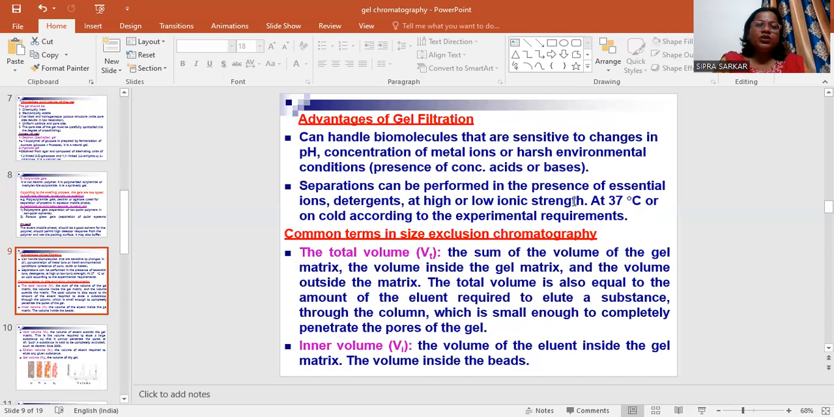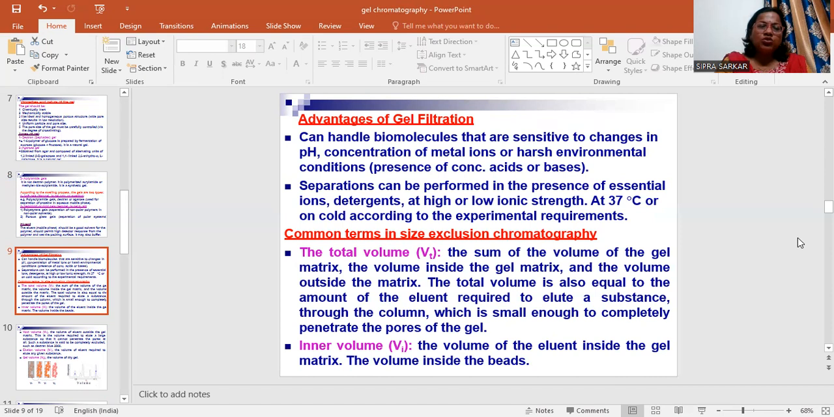Next advantage: gel filtration can handle biomolecules that are sensitive to changes in pH, concentration of metal ions, or harsh environmental conditions, such as the presence of concentrated acid and base. If some of the material contains metals or other harsh components, it can still be separated. Separation can be performed in the presence of essential ions and detergent, at high or low ionic strength, at 37 degrees or in the cold, according to the experimental requirements.